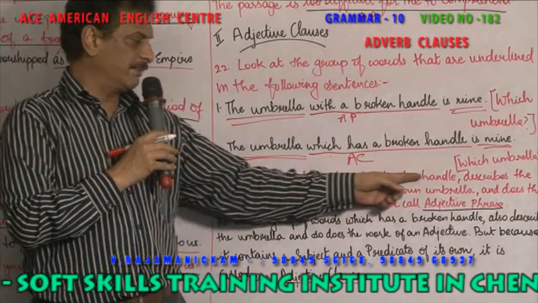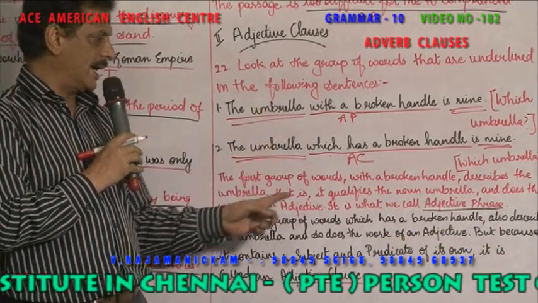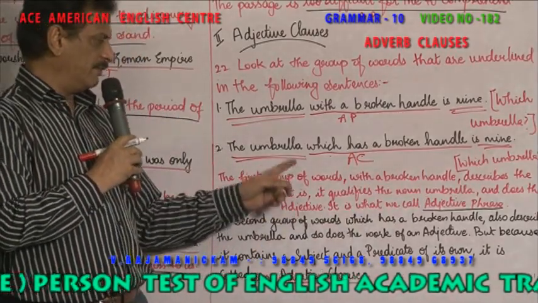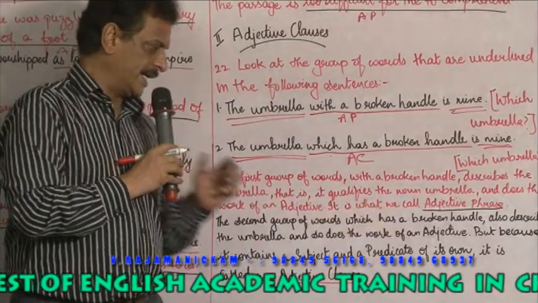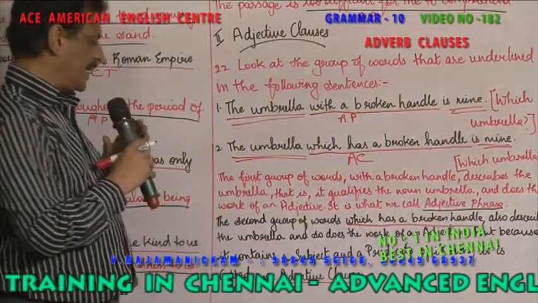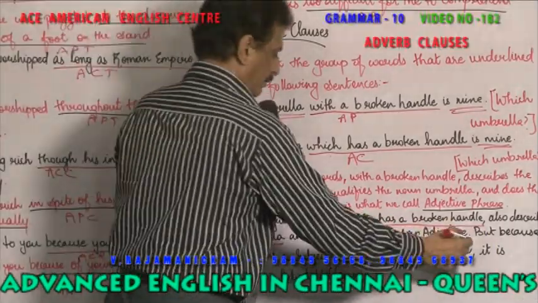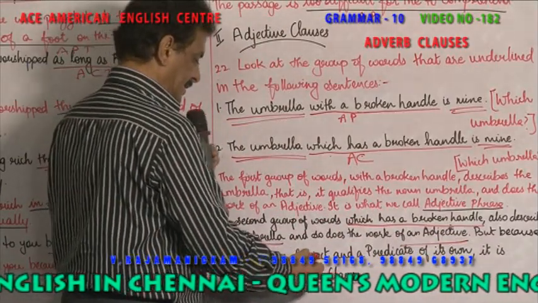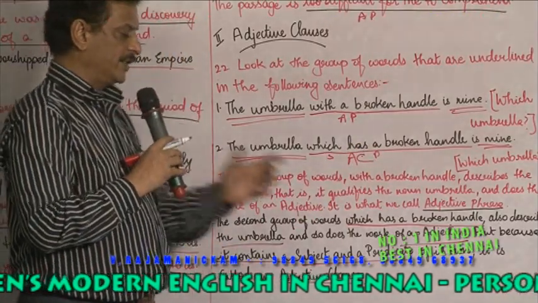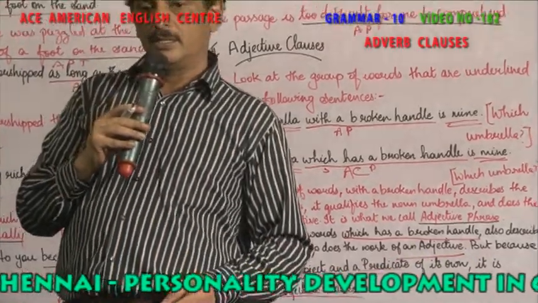The first group of words, with a broken handle, describes the umbrella. That is, it qualifies the noun umbrella and does the work of an adjective. We call it an adjective phrase. The second group of words, which has a broken handle, also describes the umbrella and does the work of an adjective. But because it contains a subject and a predicate of its own, it is called an adjective clause. Able to understand what is an adjective clause and what is an adjective phrase?